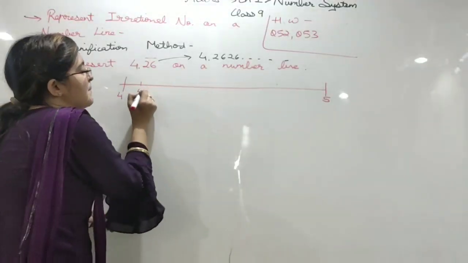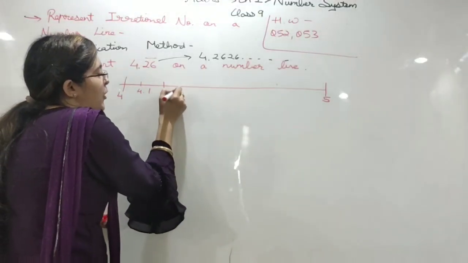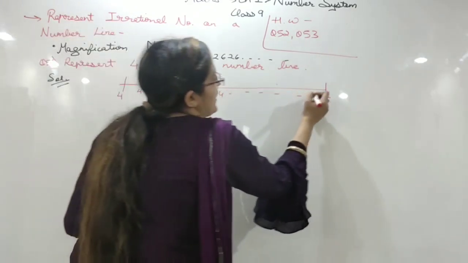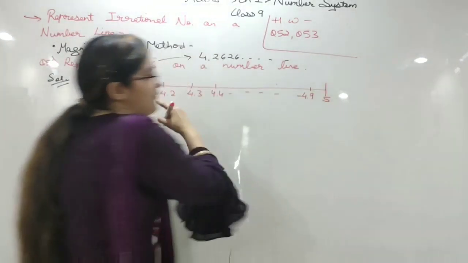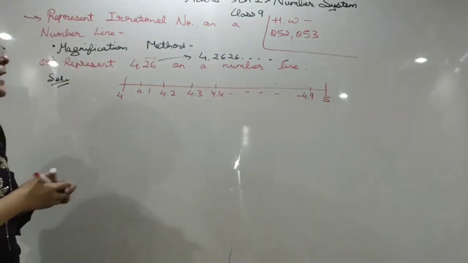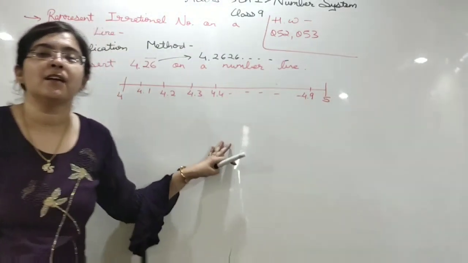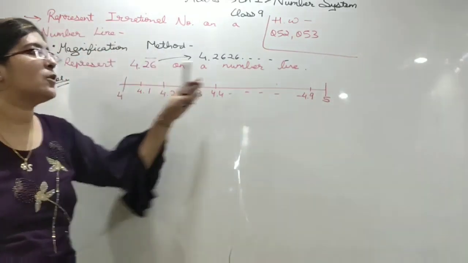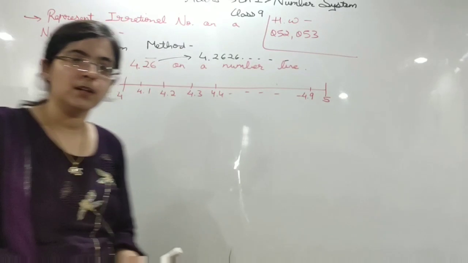Now what will we write? 4.1, 4.2, 4.3, 4.4 and so on up to 4.9. You have to write all the numbers and draw it with a scale. I am drawing it freehand, but you have to draw it with a scale. Take equal divisions of 1 centimeter.